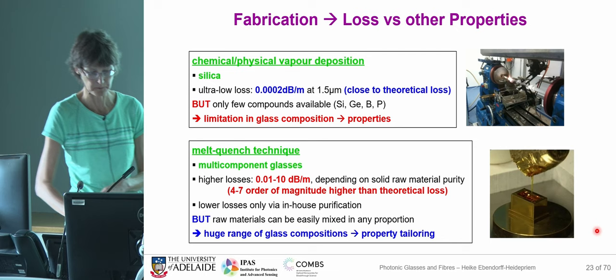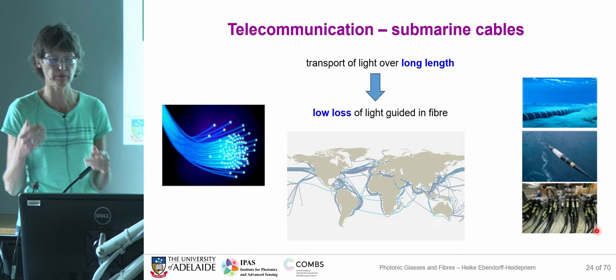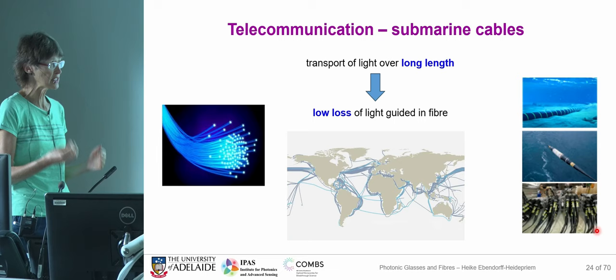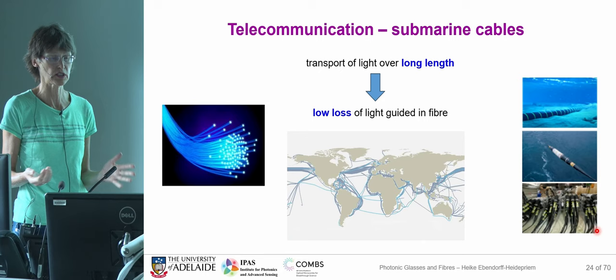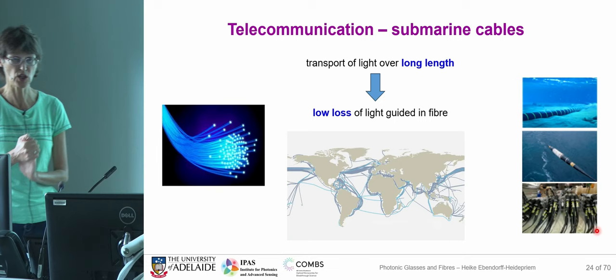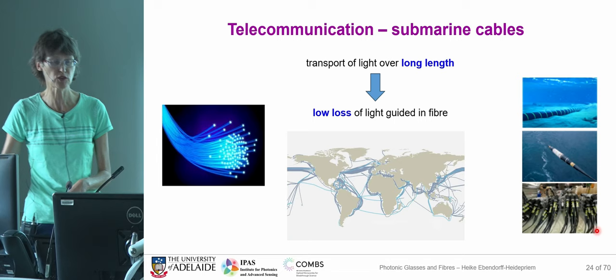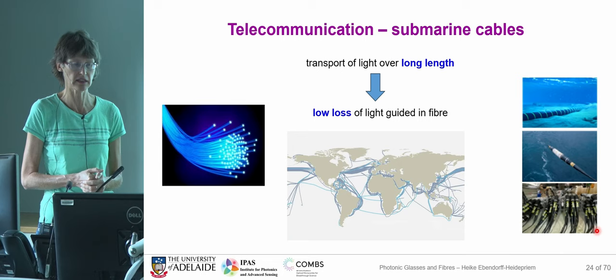Now, these two methods, this consideration plays a role for telecommunication, the submarine cables. For this application, we want to transport the light over 10,000 of kilometers. So we want to transport the light over a length as long as possible, because otherwise several repeaters are needed to boost the signal. And so therefore, low loss is a critical requirement for this application.